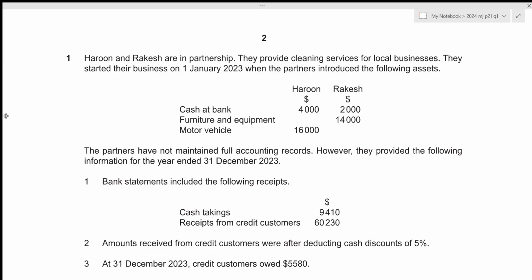Since question number 1 is of 30 marks, ideally you should be spending about 35 minutes in order to solve this question. And in this video as well, we'll be attempting to solve it within 35 minutes. So without any further delay, let's get started.